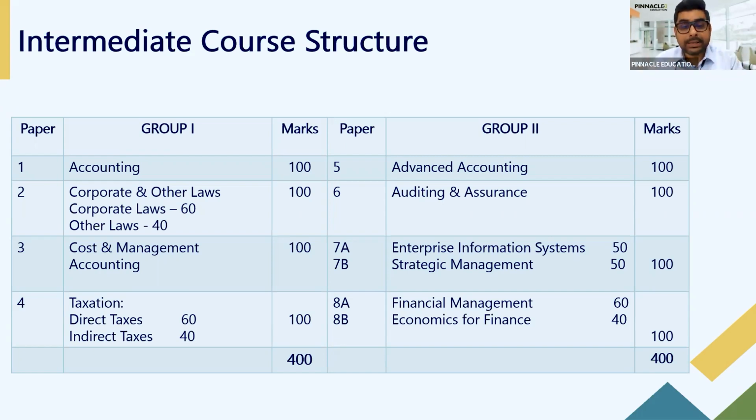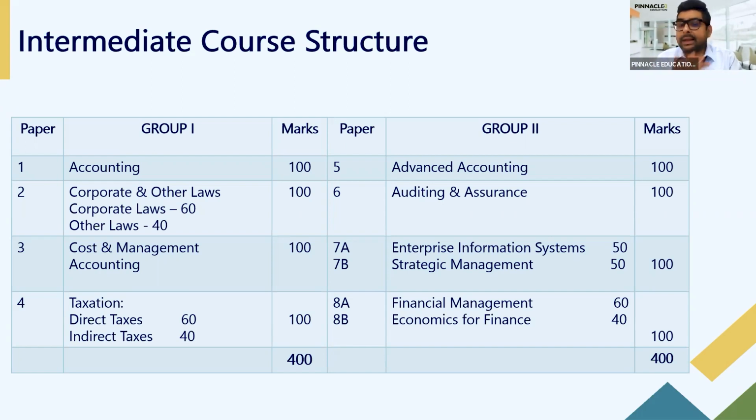Paper seven has two parts. 7A is EIS, Enterprise Information Systems. This is basically information technology. It's technology applied to business, 50 marks. And 7B is strategic management, which is another 50 marks, summing up to 100 marks. So, of course, EIS is technology applied to business. It's new. Strategic management is on the lines of business studies. Of course, there is new content, but it's on the lines of a business studies paper that you have probably done in grade 12 before CA Foundation, right? But of course, content is next level.